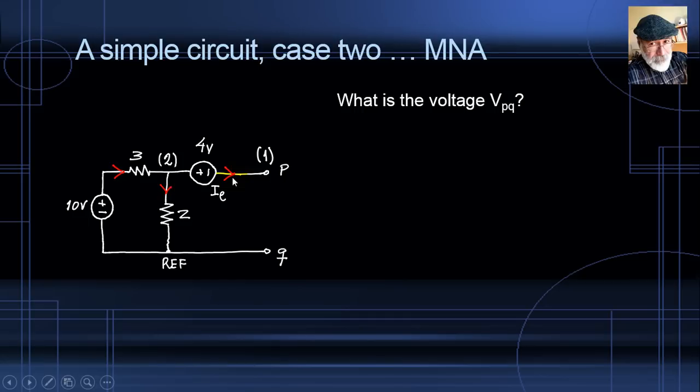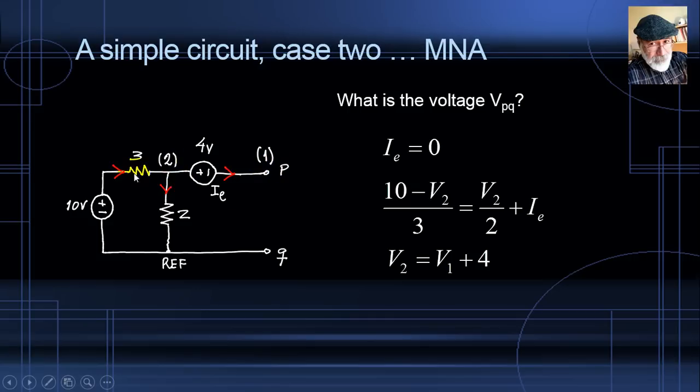We need 3 equations. One evil equation, V2 is V1 plus 4, and 2 KCL equations. So this one for node 1, currents going in, the evil current I sub B, currents leaving, 0 amps. And then the KCL for node number 2, that is 10 minus V2 over 3 going in and leaving V2 over 2, and the evil current. 3 equations, 3 unknowns. We solve it and we get that V1, this voltage here, which is VPQ, is 0, same as before, but with MNA.